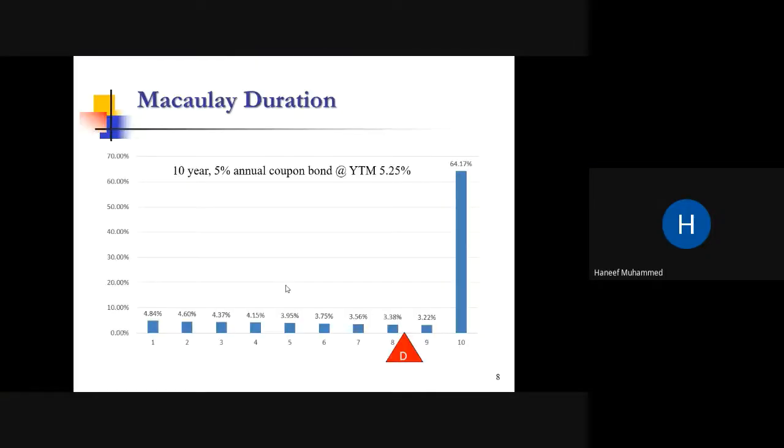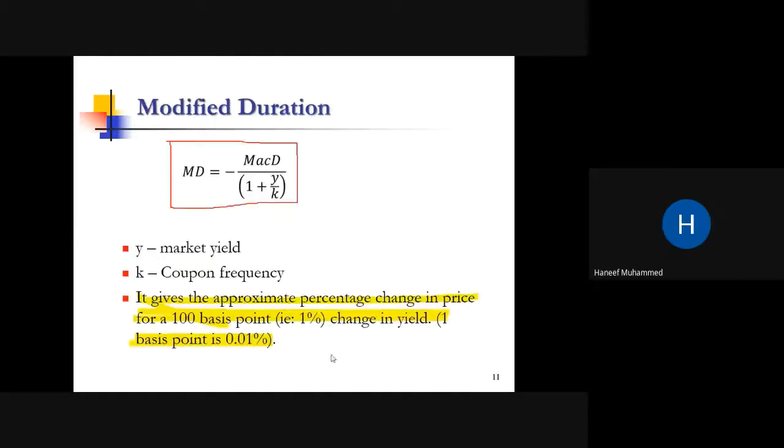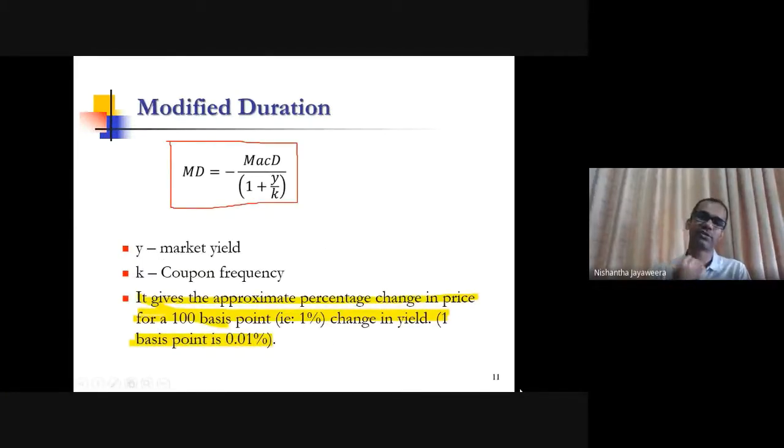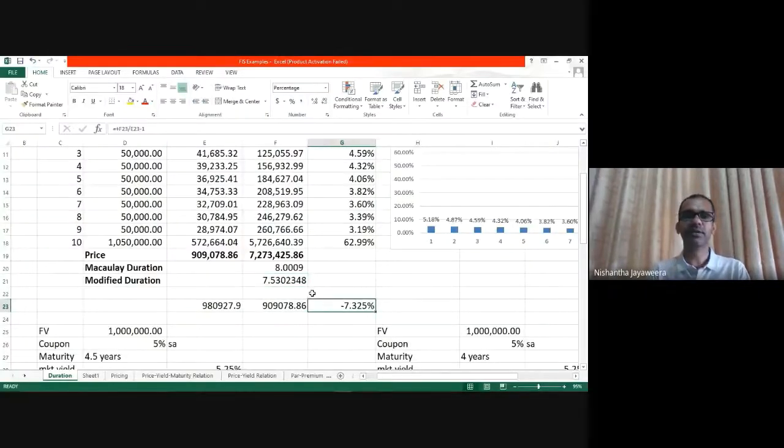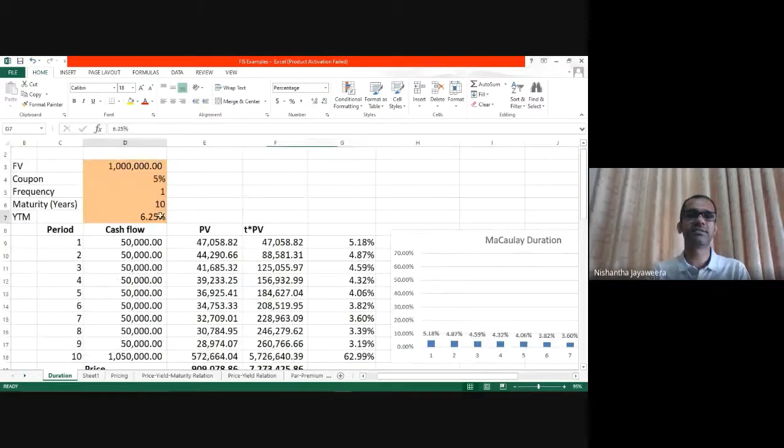Change in yield is always referred to as an increase of yield. Is it? Not necessarily. It can be a decrease too. That's why it says change in yield. Even if you decrease it, you should get very close.